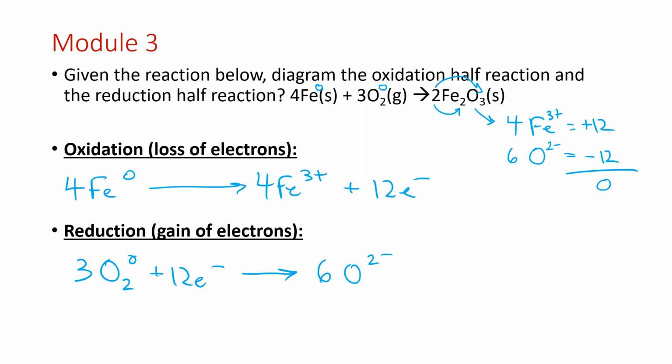Reduction is the gain of electrons, and oxidation is the loss of electrons. Electrons are negatively charged. So to go from 0 to -2, we're gaining negatively charged electrons. And to go from 0 to a positive charge, we're losing those negatively charged electrons.